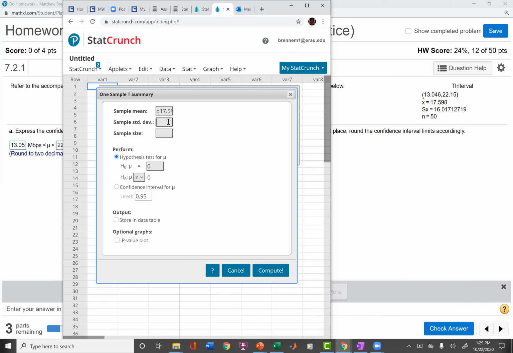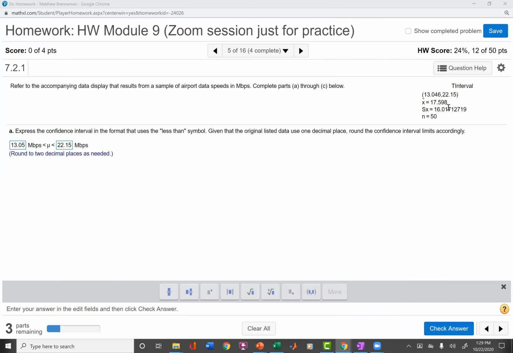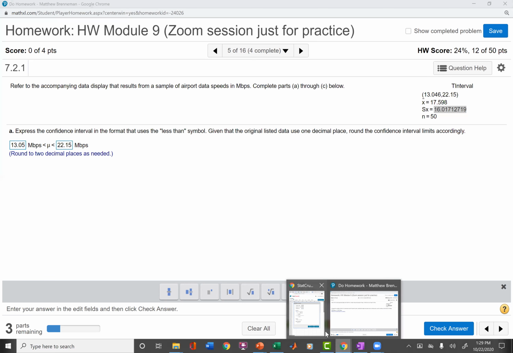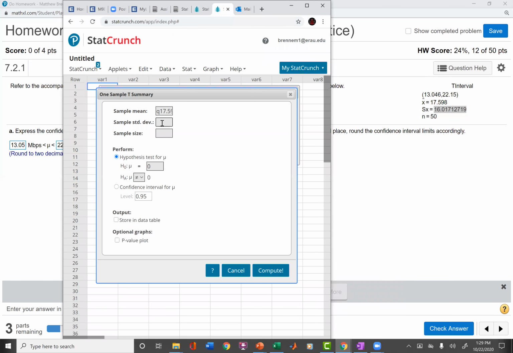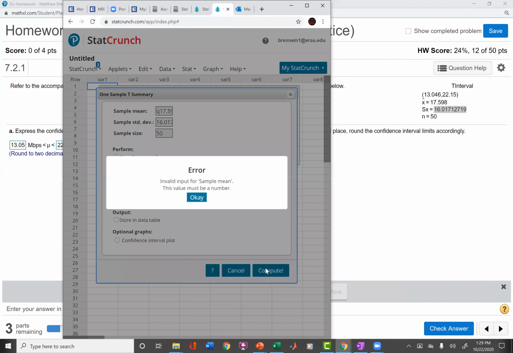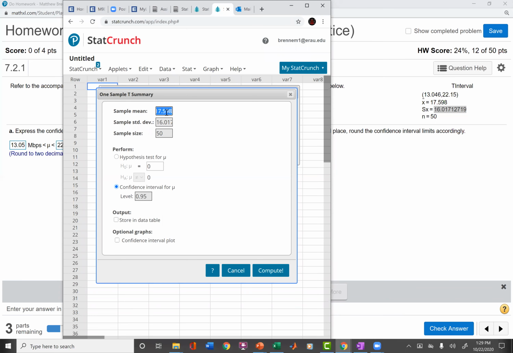Okay, the sample standard deviation. It's a long one here. I'm just going to copy and paste everything so I don't have any round off error. And my sample size is 50. And I'm going to use the default, which is a 95% confidence interval. And let's just check and make sure. Sample mean, what did I do? I have something before that, don't I? I have a Q for some reason.